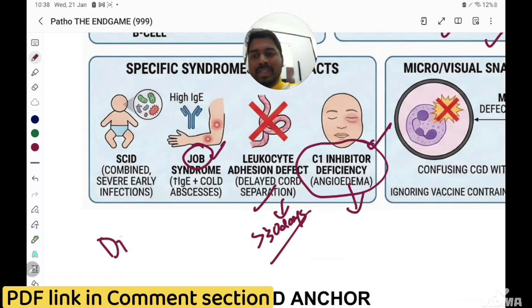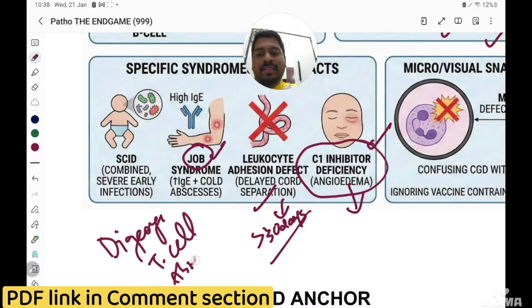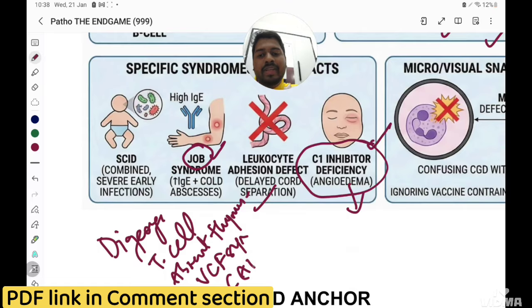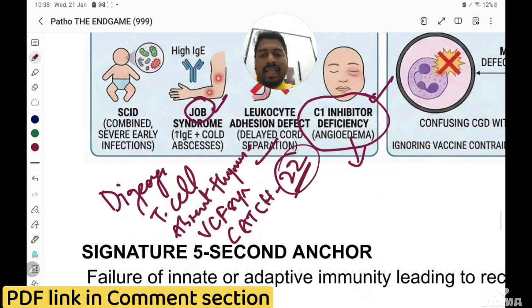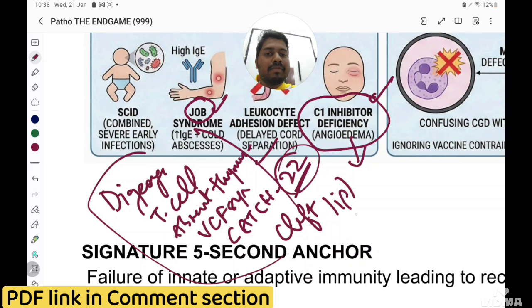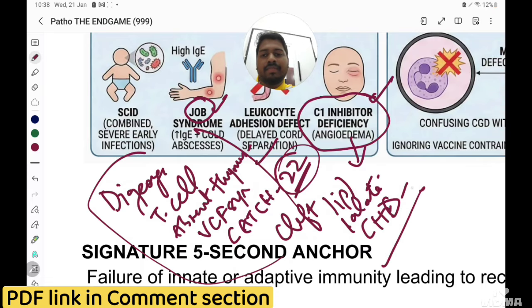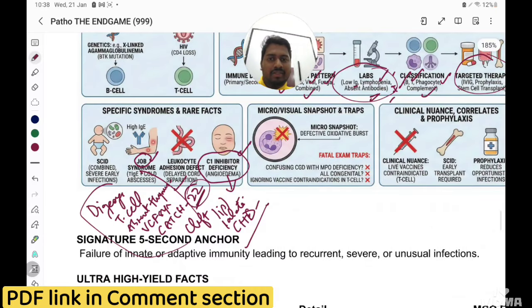One more I want you to remember is DiGeorge syndrome, where there is a T cell defect and an absent thymus. It is also known as velocardiofacial syndrome, and there is a CATCH22 mutation on the 22nd chromosome. You can also find cleft lip and cleft palate with congenital heart disease. These are some of the things that you should know side by side.